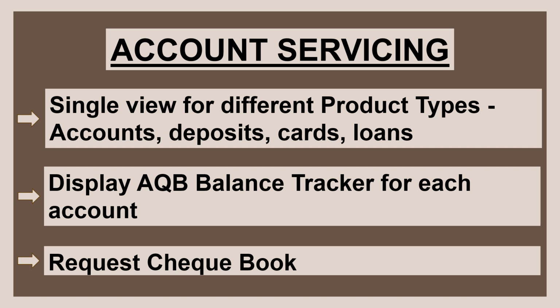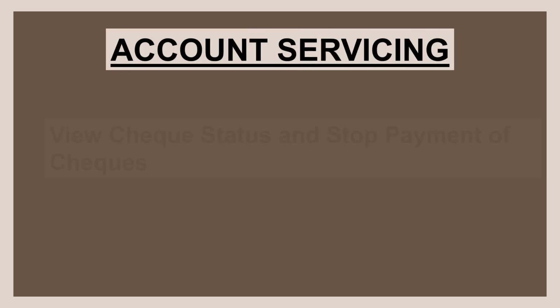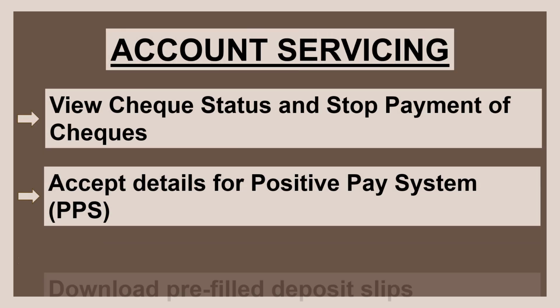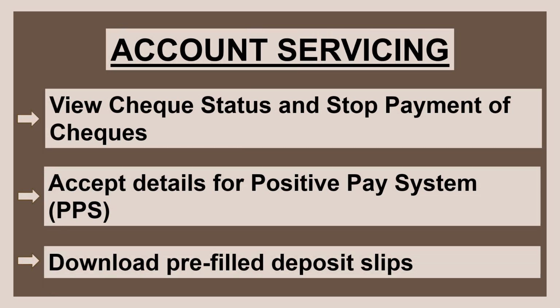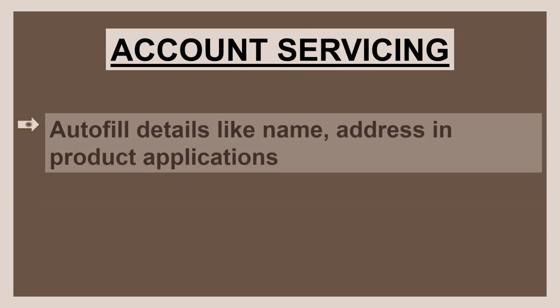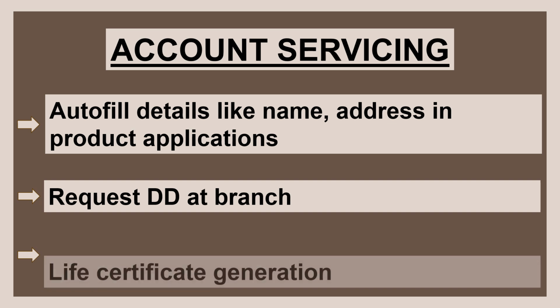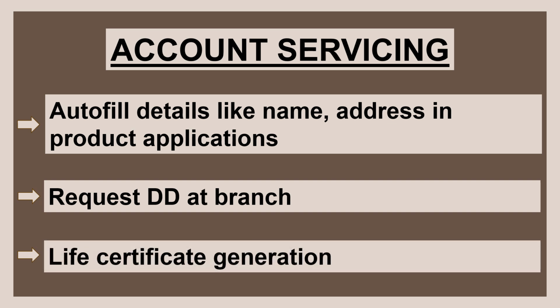Request checkbook. View check status and stop payment of checks. Accept details for positive pay system (PPS). Download pre-filled deposit slips. Autofill details like name, address in product applications. Request demand draft at branch. Life certificate generation.